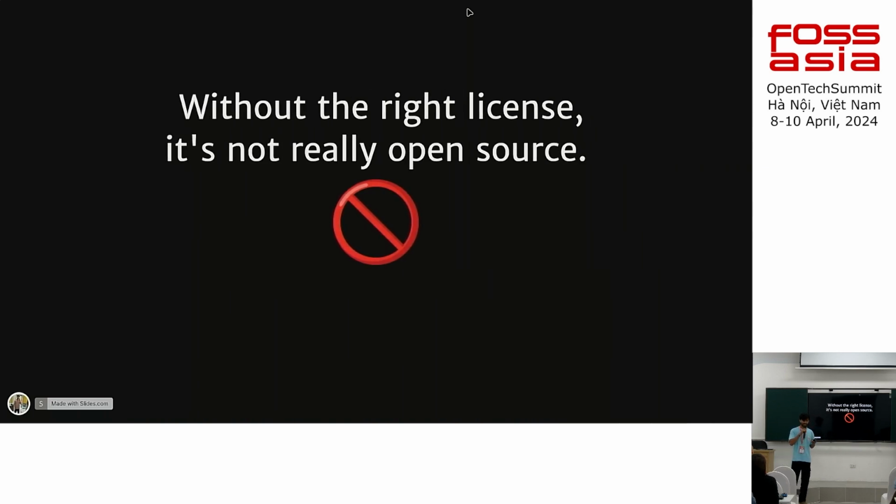An open source license should allow the software to be freely used, modified, or distributed by establishing certain guidelines. And these guidelines are rights and obligations. And if they are not there, then it's not really open source.